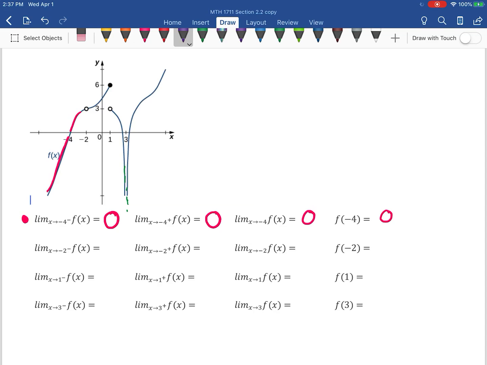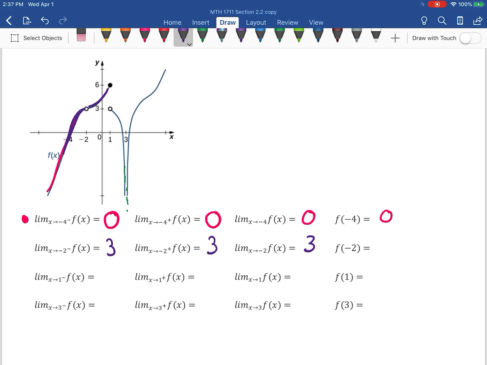Okay, in the next example, we're looking at the behavior of the graph around -2. So as I approach -2, I'm doing this one in purple, coming from the left, it looks like I'm approaching a y value of 3. Coming from the right, it also looks like I'm approaching a y value of 3. And because the two one-sided limits are the same, that means the two-sided limit will also be 3, because coming from both sides, the limit is 3.